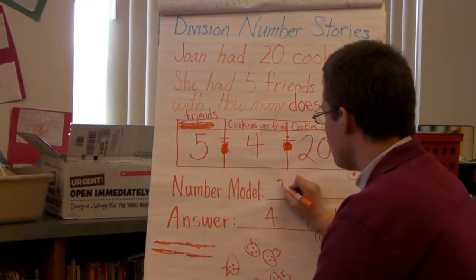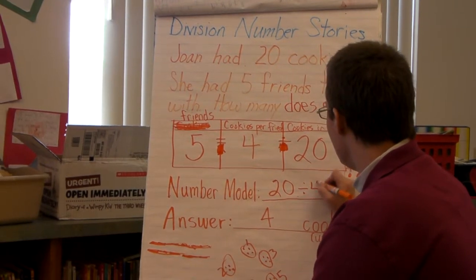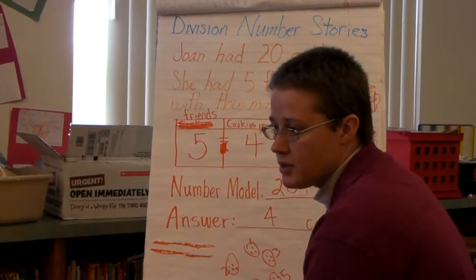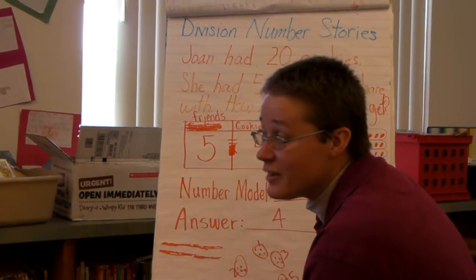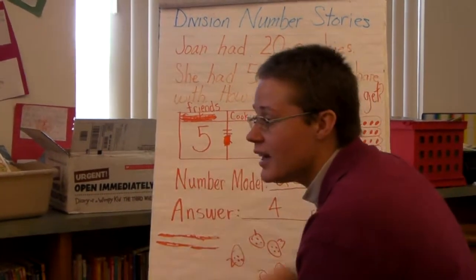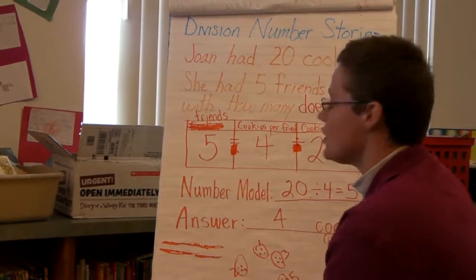So you write it from left to right, but you write 20 divided by 4 equals 5. So guess what? If you can learn your times tables, 0s through 12s, you also know your division through 12s. Because all you've got to do is flip the answer around and divide. Okay? So that's what we're going to be working on today, division number stories.